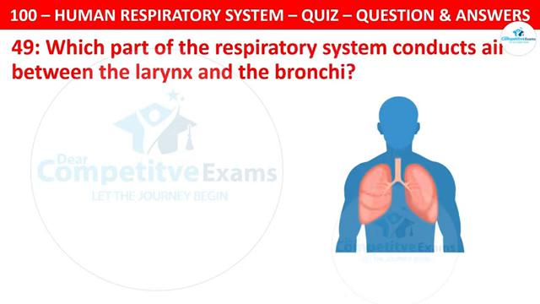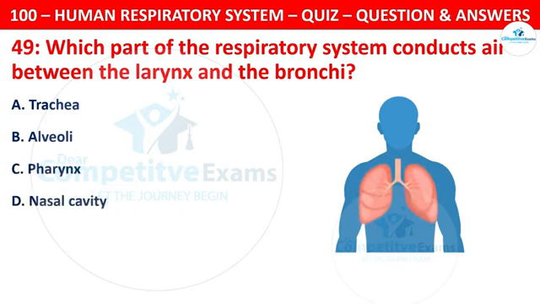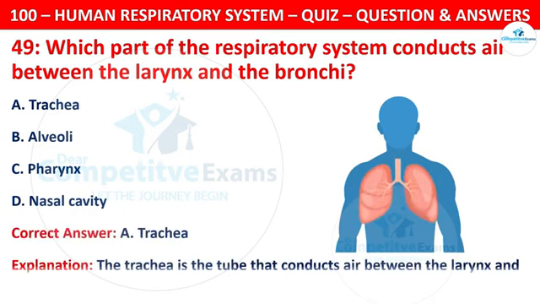Question number 49. Which part of the respiratory system conducts air between the larynx and the bronchi? Your options are trachea, alveoli, pharynx, or nasal cavity. The correct answer is A, that is trachea. The trachea is the tube that conducts air between the larynx and the bronchi.